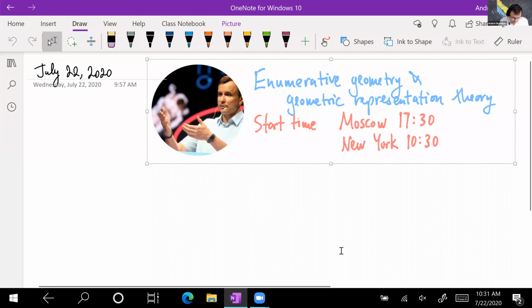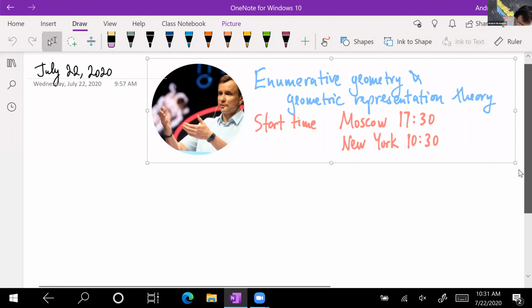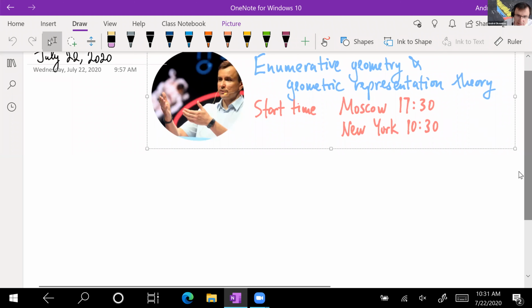So the goal is to construct the elliptic stable envelope. We've been talking about the elliptic stable envelope for a very long time, so maybe it's time we construct it. We'll do it in a slightly simplified situation. If you understand the construction in this situation, then you understand the construction in general. So the setup would be the following.